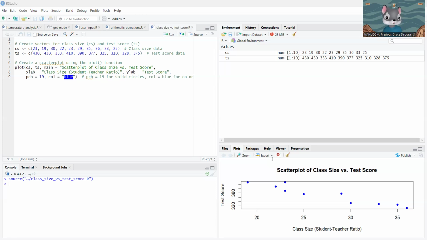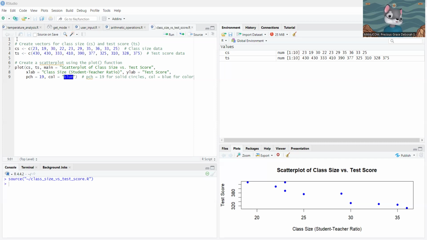To interpret this scatter plot, the researchers can visually assess the relationship between the class size and its test score. If a pattern is observed, the researcher could proceed to statistical analysis, such as calculating the correlation coefficient to quantify the strength and the direction of the relationship.